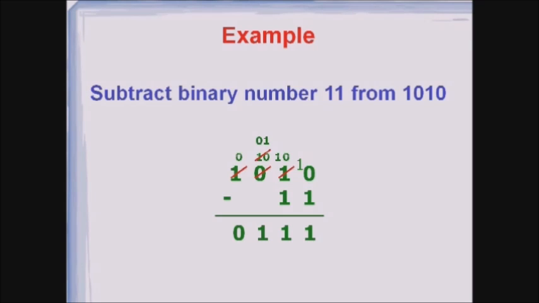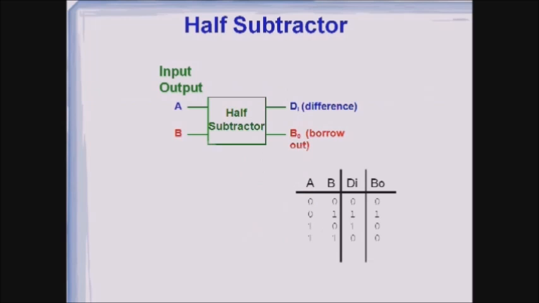Now let us see how to do this subtraction with the help of circuits. So we use two circuits here. One is half subtractor and the other one is full subtractor. Half subtractor is a circuit which takes two inputs and provides two outputs, that is difference as well as borrow. Here you can see the truth table of the half subtractor, where A and B are inputs, DI and B0 are the outputs.